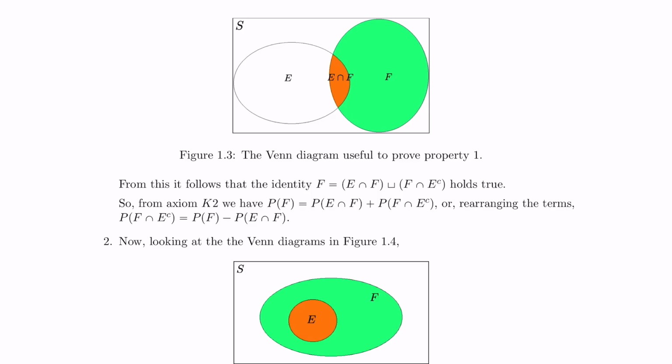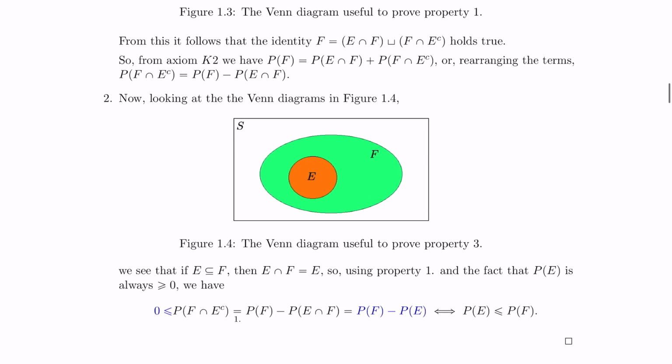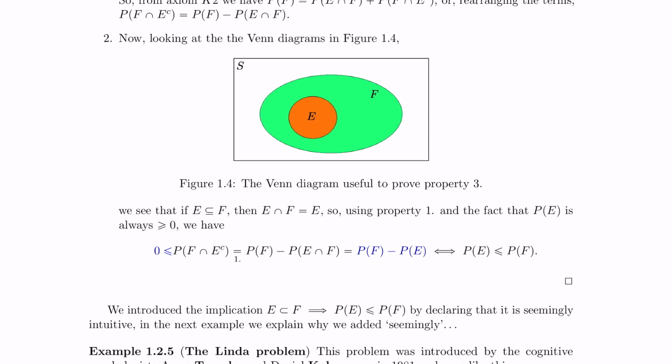Now we can consider the really interesting situation for us, that is, when an event is a subset of another event. As you can see, once we have established property 1, the proof of property 2 is very easy. The only thing that we have to remember is that whenever E is a subset of F, then the intersection of E and F is exactly E. And you can understand this fact by taking a look at this Venn diagram.